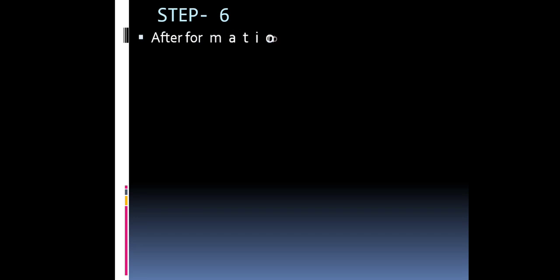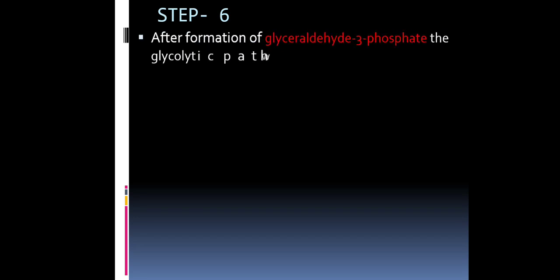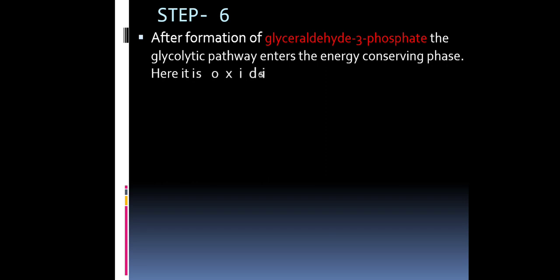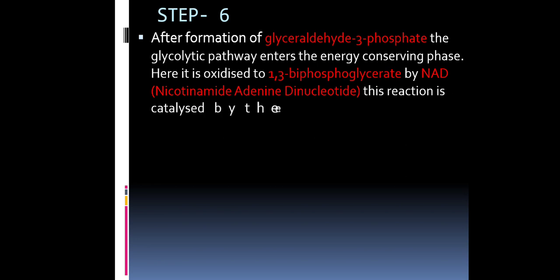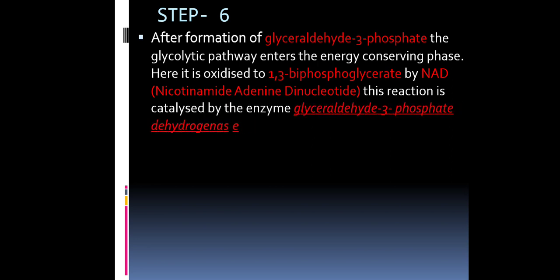Once the glyceraldehyde 3-phosphate forms, then the glycolytic pathway enters the energy conserving phase. Here it is oxidized. That means the glyceraldehyde 3-phosphate is oxidized to 1,3 bisphosphoglycerate. So we convert it into bisphosphoglycerate by NAD, that is nicotinamide adenine dinucleotide. This reaction is catalyzed by an enzyme, glyceraldehyde 3-phosphate dehydrogenase.